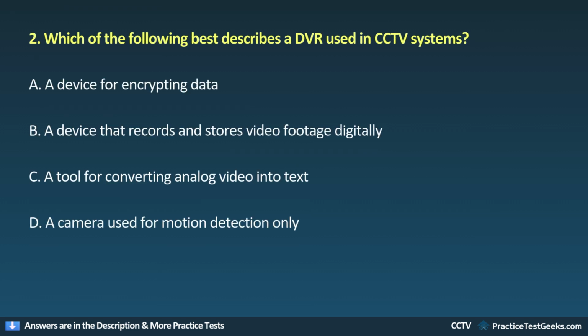2. Which of the following best describes a DVR used in CCTV systems? A. A device for encrypting data. B. A device that records and stores video footage digitally. C. A tool for converting analog video into text. D. A camera used for motion detection only.